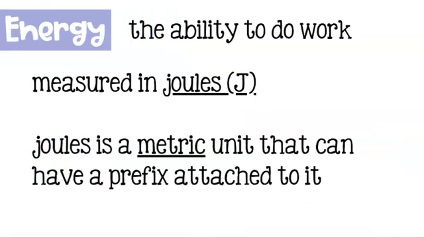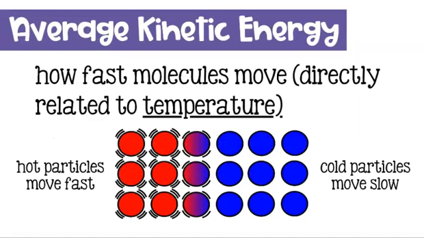Here's a quick reminder: energy is the ability to do work. It is measured in joules, where joules is a metric unit that can have a prefix attached to it, such as kilo. For example, kilojoules. Now, the average kinetic energy is defined as how fast molecules move. It is directly related to temperature.